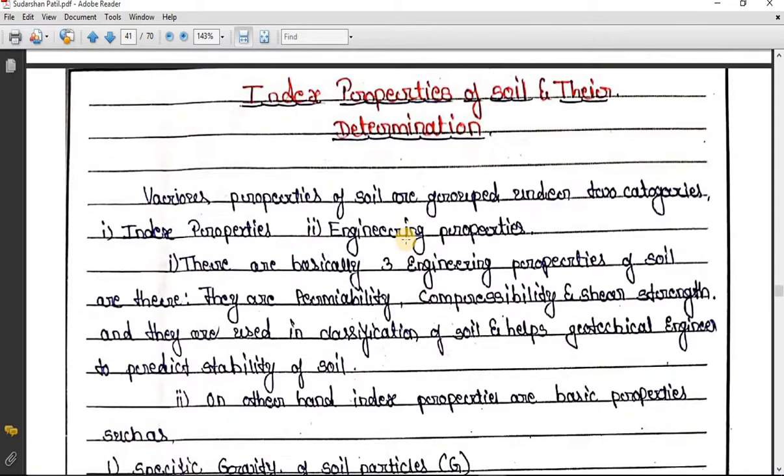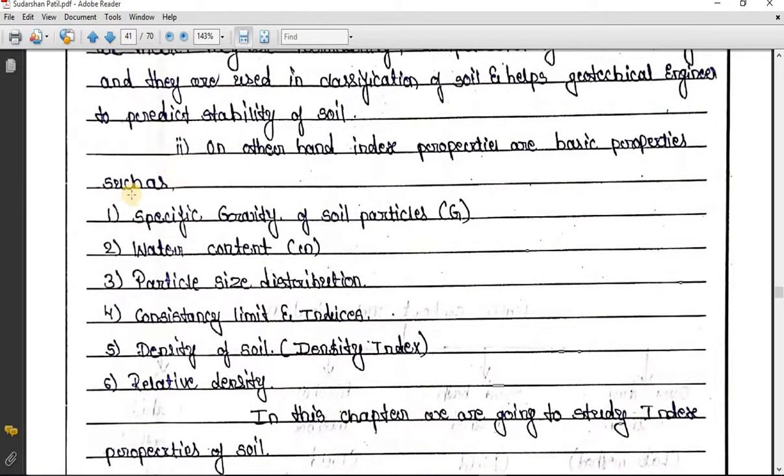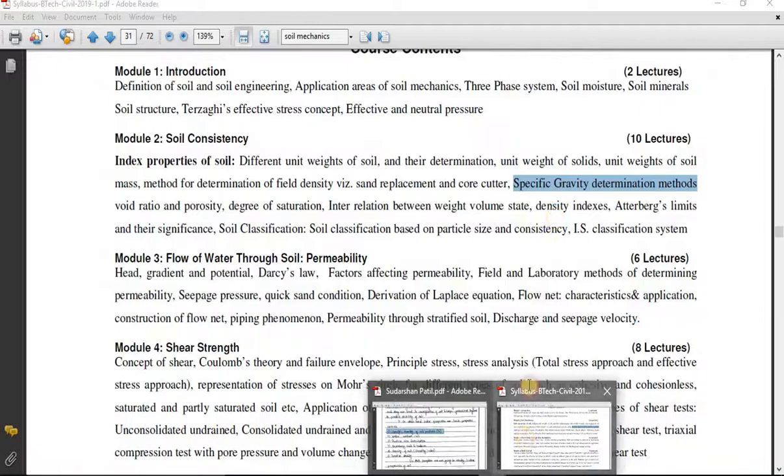syllabus. So you can see, other than basic properties, there are a few index properties of the soil also. So how to determine those index properties? What are those index properties? What are the different methods to determine those index properties we are going to study today. So first and foremost important index property is specific gravity of soil particles, that is G. Second one is water content, third one is particle size distribution, fourth one is consistency limits and indices. Density of soil is the fifth one, and relative density is the sixth one. So today we are going to study about specific gravity of soil. That's what I have discussed in the syllabus.